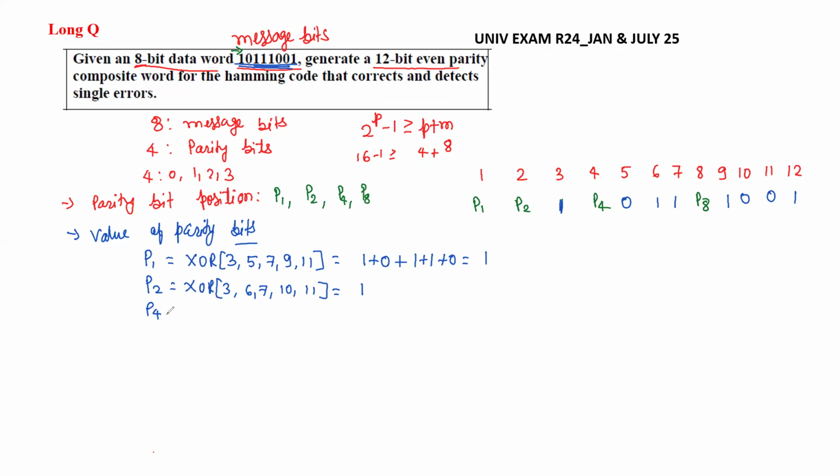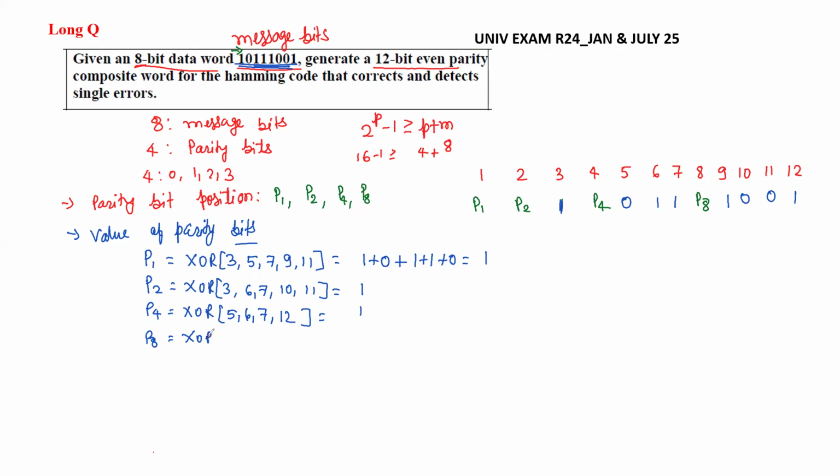Similarly, P4. So P4, again XOR. It will start where 4, 5, 6, 7, then 8, 9, 10, 11 is a gap. 4 consecutive: 4, 5, 6, 7. Again 4 gap. So last will be 12. Here again you have to see that bit combination. You are going to get here again 1. The last one is 8.